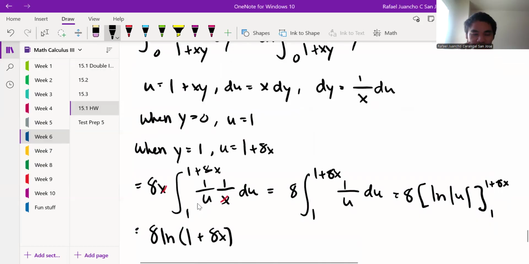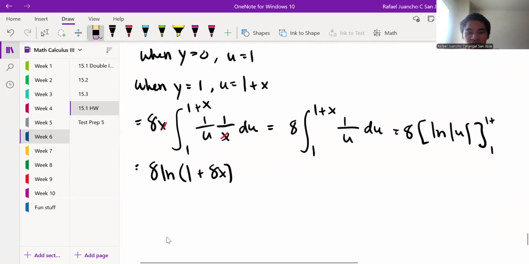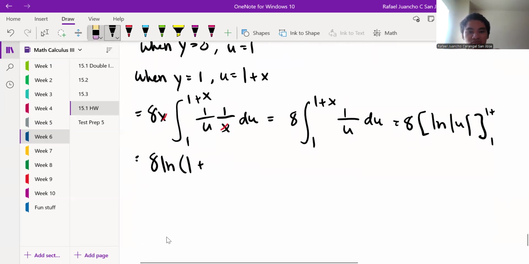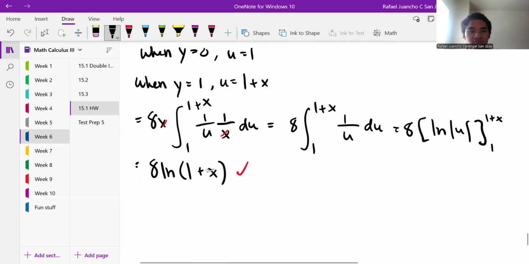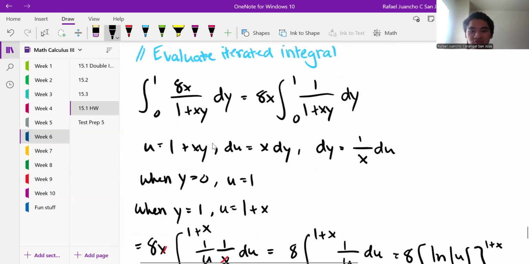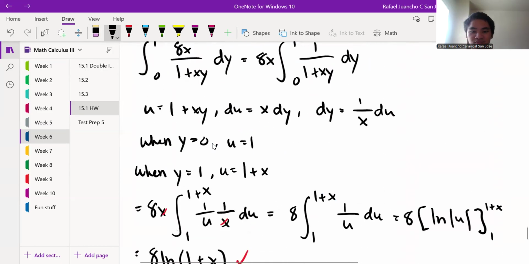Uh-oh. Y is 1. Oh, so this is x. My bad. I knew it. I messed something up. This is x. This is x. So this is x. X. There we go. And then from there, I do it again. I integrate this thing with respect to x, 0 to 8.